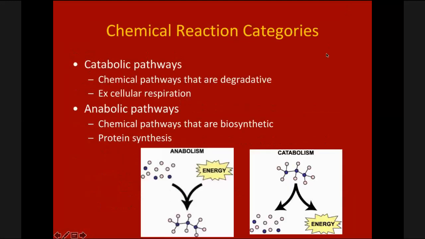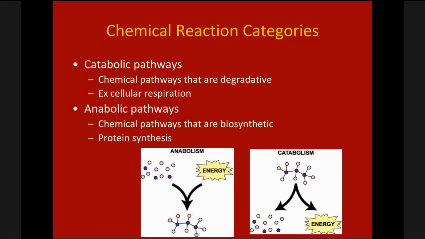Okay, so really quickly, chemical reaction categories. We've got catabolic pathways, which is basically a fancy term that means this is a chemical reaction that's breaking apart molecules. So hydrolysis, for example, is a catabolic pathway. For cellular respiration that we're going to talk about quite a bit, it's a catabolic pathway. You are breaking down a sugar monosaccharide to release the energy that's stored in those bonds.